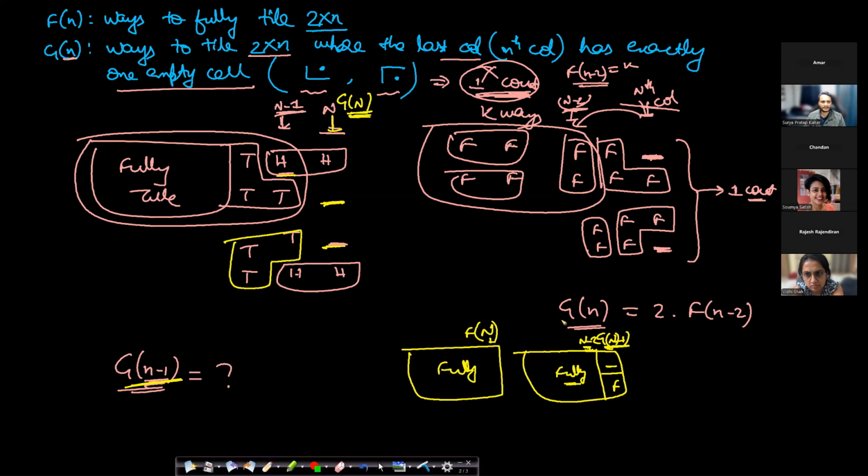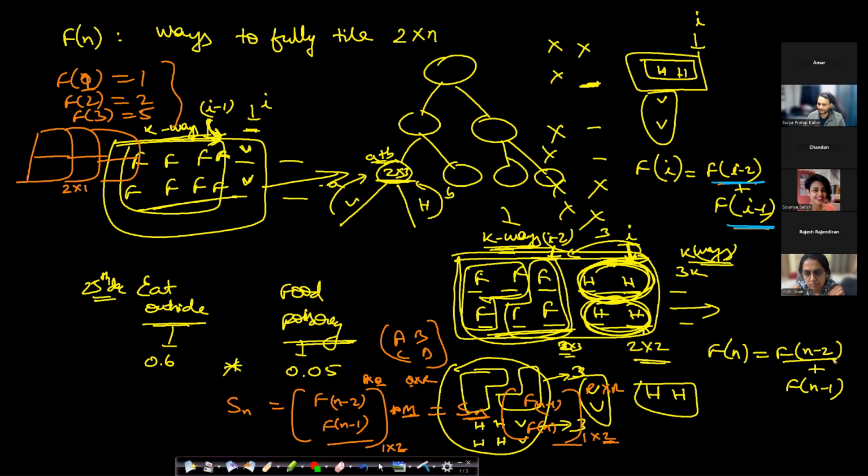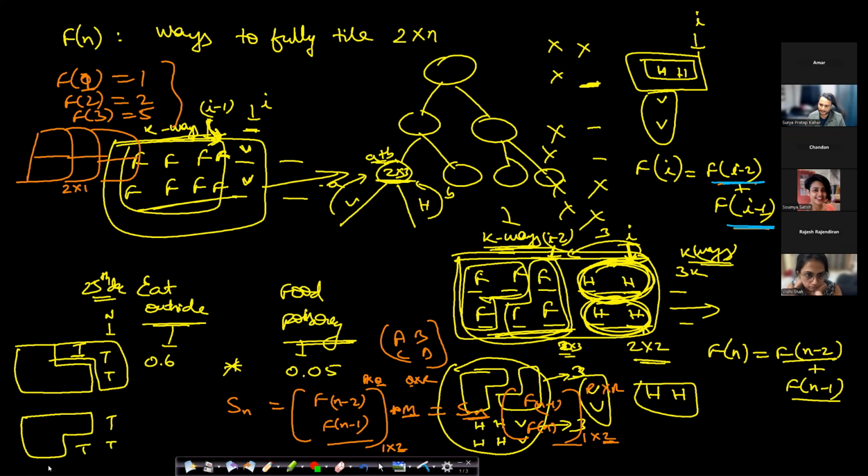We have fully derived g of n, but let's go back and see if we have fully derived f of n. Where is that? The f of n was f of n minus 2, f of n minus 1. But can we fully tile up to the nth column by using a tromino? Because we never used a tromino, right? So you see that we can do that. Actually, if we have this kind of configuration and this is your nth column, then I can use a tromino to fully tile up to n. And I can do it in the inverted way as well.